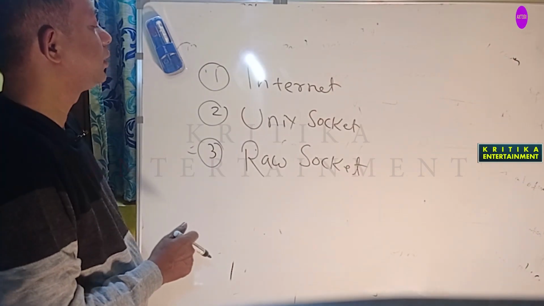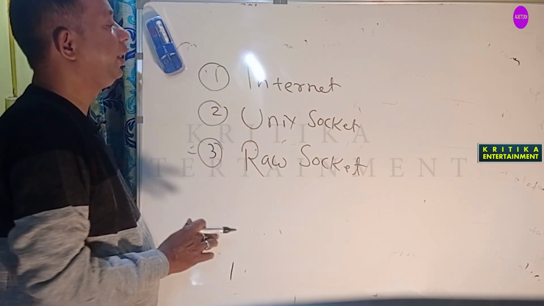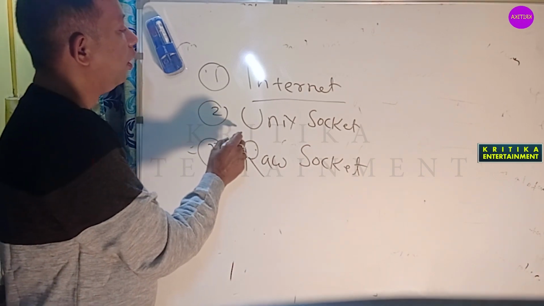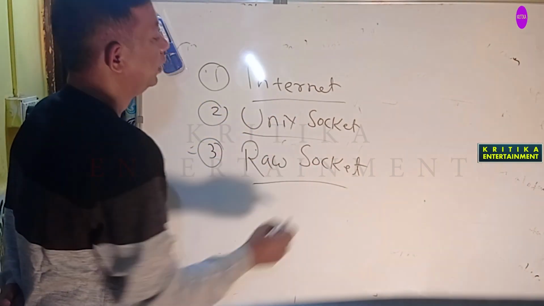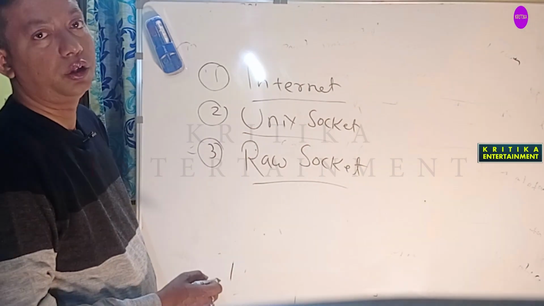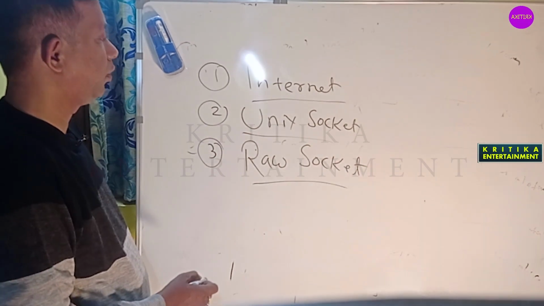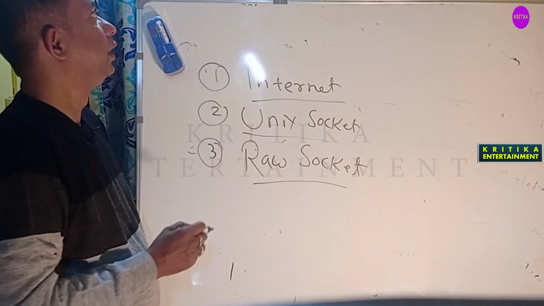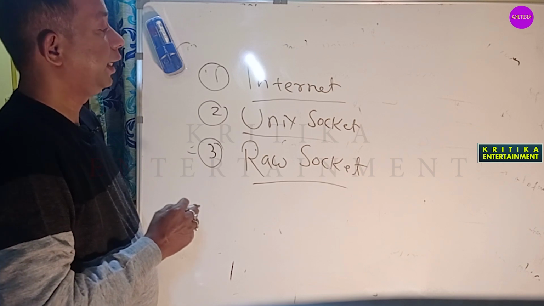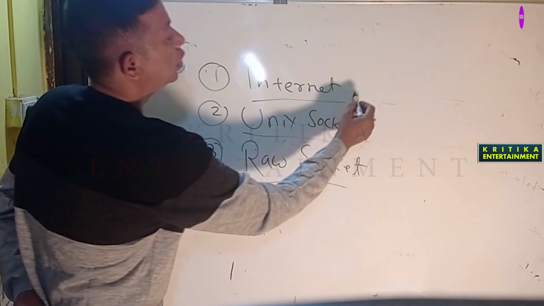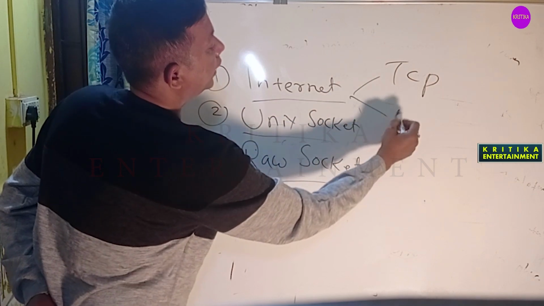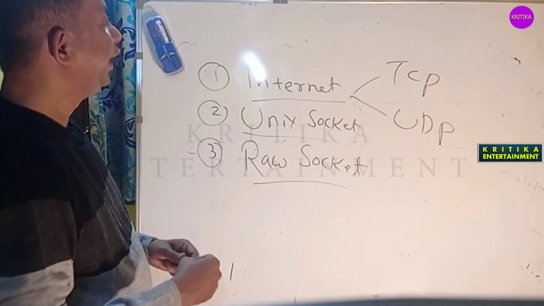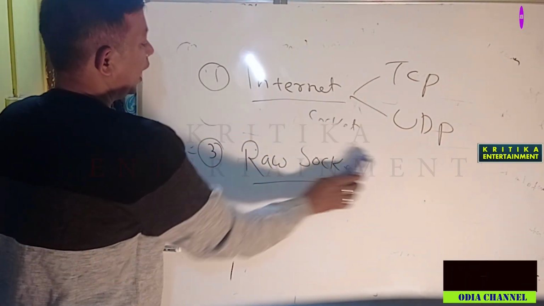Then we will discuss the internet socket. We will not discuss the unix socket and raw socket. These are not in your syllabus, so they will not be discussed. We will only work with the internet socket. Then the question is, internet sockets are of two types. First is TCP, second is UDP. So today we will start with the internet socket, not the unix socket and raw socket.